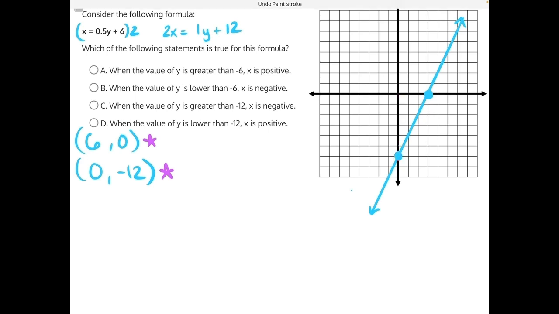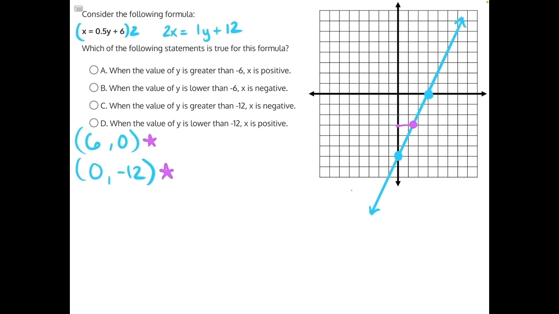12. So now that we have this graph, we can check it against all of our answer choices and figure out which one is true. Answer choice A says that when the value of y is greater than negative 6, so we'd have 2, 4, 6, this value right here.